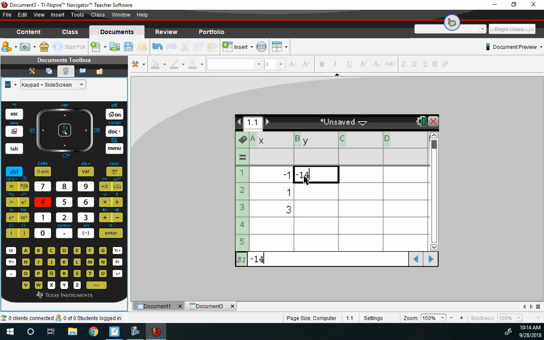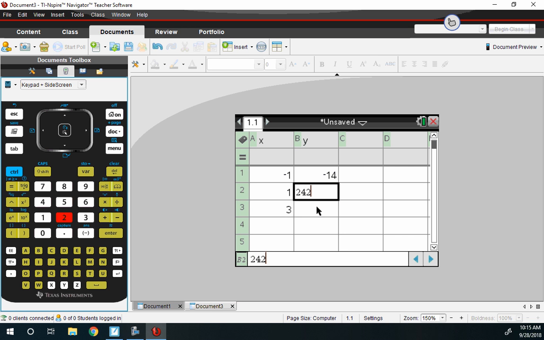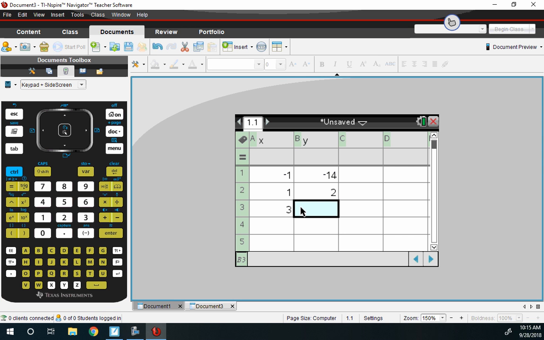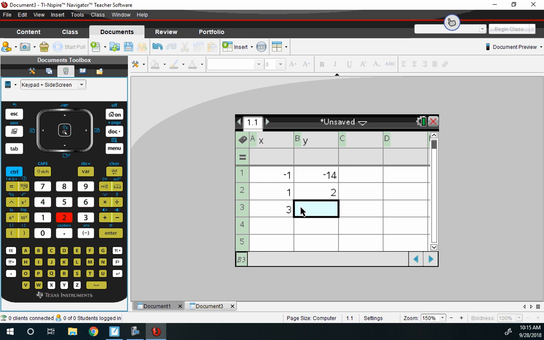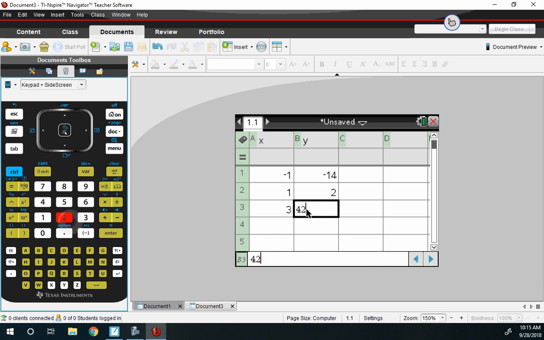Negative 14, 2 and 42. Oh, 2 and 42. Okay. 42. There we go. 3 weeks later. Okay. So, how do we highlight the columns?